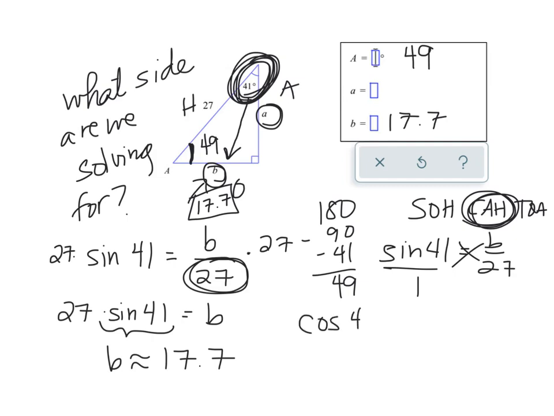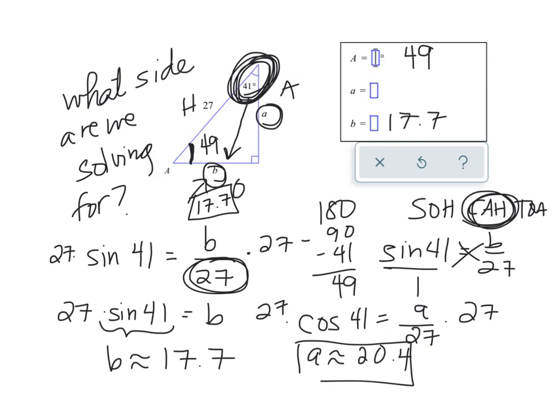Cosine of 41 is equal to A over 27, which is the hypotenuse. Same thing. Multiply both sides by 27, and you get 20 point, so A is approximately 20.4. And we have the two side lengths as well as the missing angle. This triangle is completely solved for.